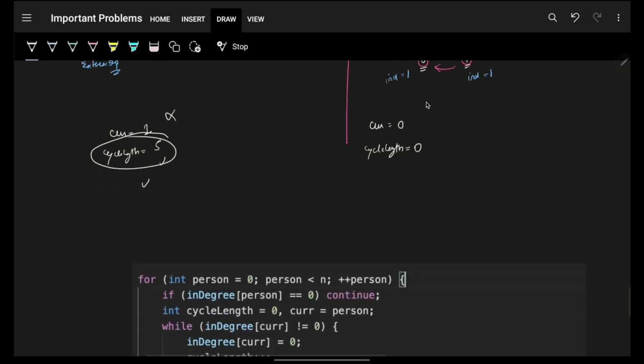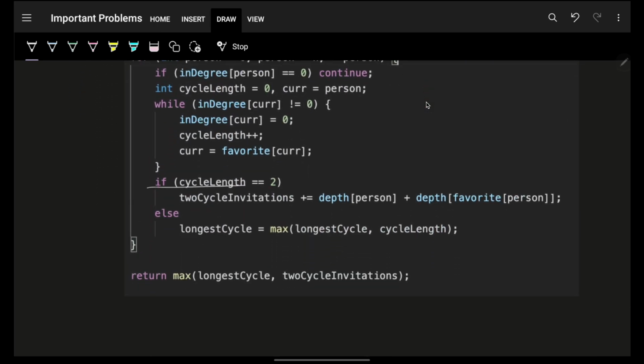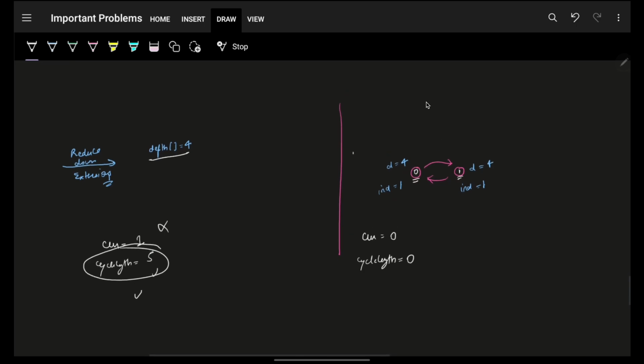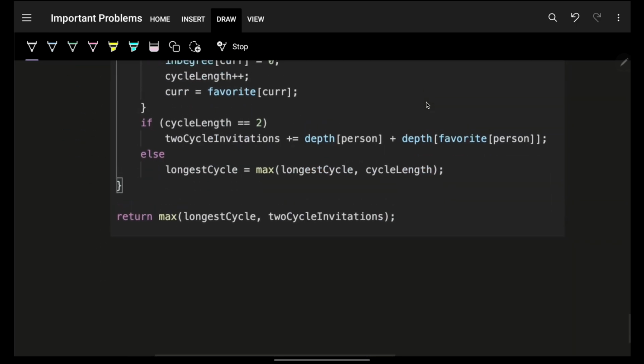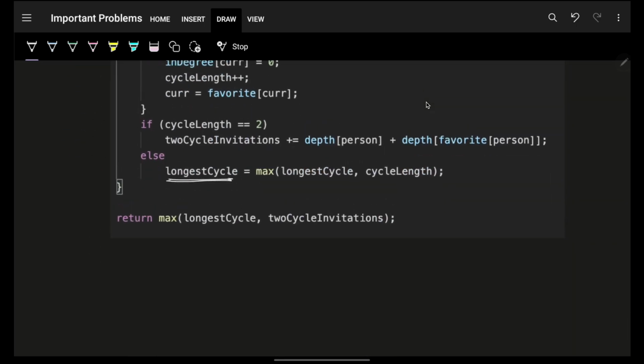Obviously, I will have a condition. If the cycle length is 2, then make sure to do something else. I will tell you what something else is. But if it is not, then maximize or get the longest cycle in a separate variable altogether. So this is a cycle length, and I will get this in a separate variable, which is longest cycle.